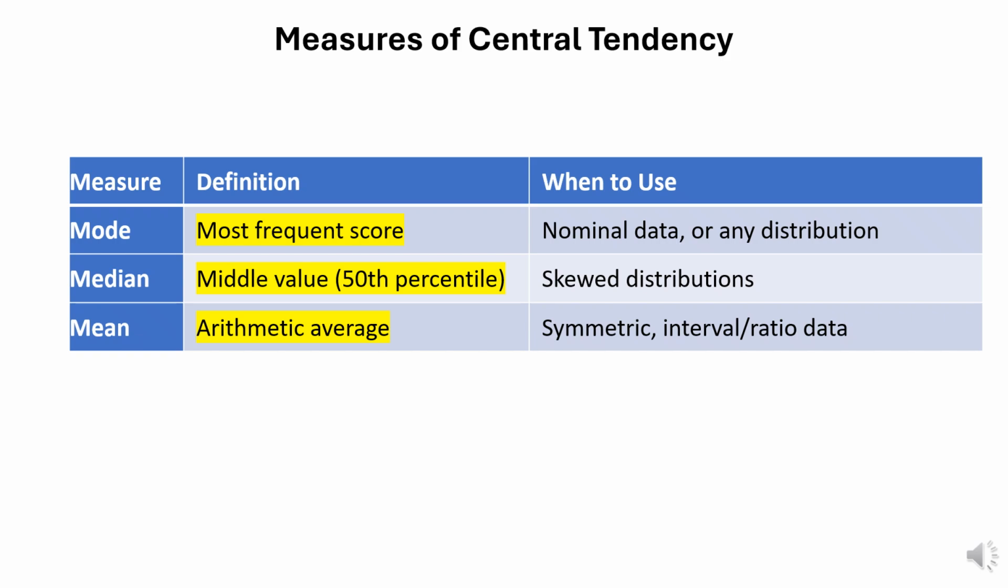pulled toward extreme scores. The mean is the arithmetic average, calculated by summing all values and dividing by the number of observations. The mean is best suited for symmetric distributions and interval or ratio data, e.g., temperature, weight, blood pressure, where equal intervals allow meaningful averaging. Choosing the appropriate measure depends on both the level of measurement and the shape of the distribution.